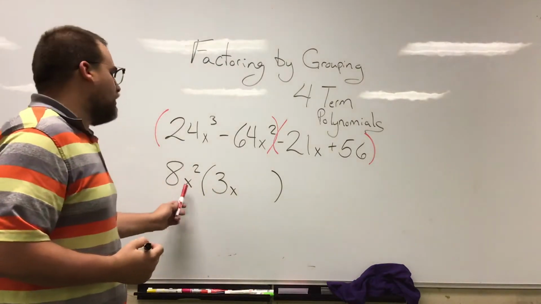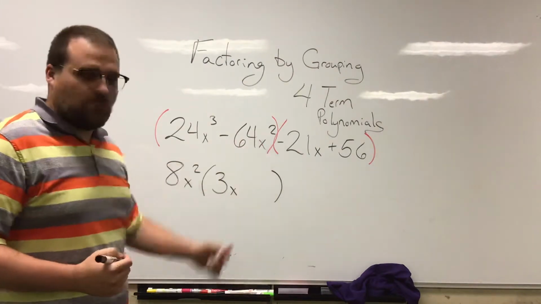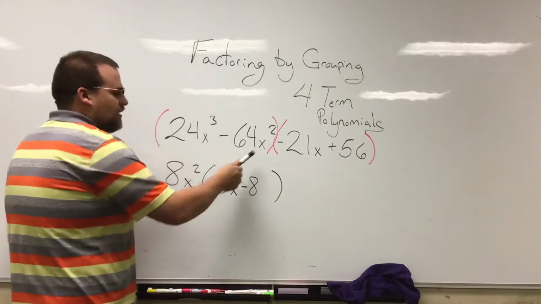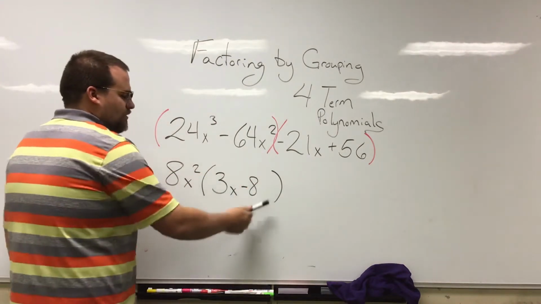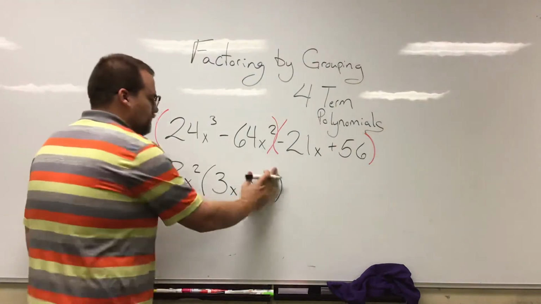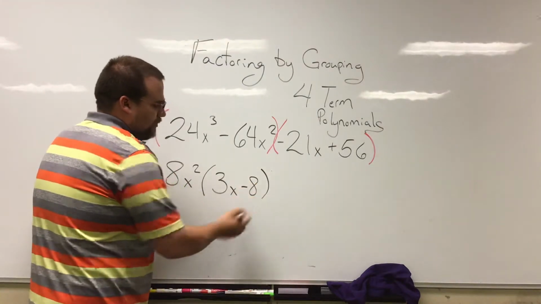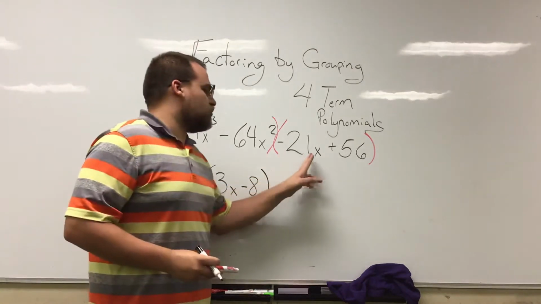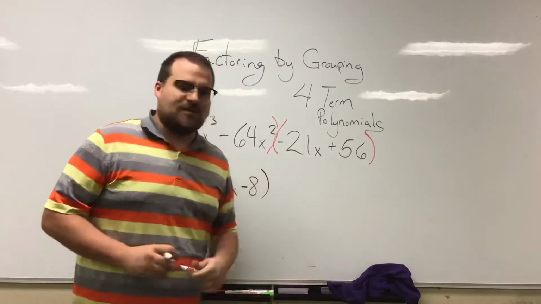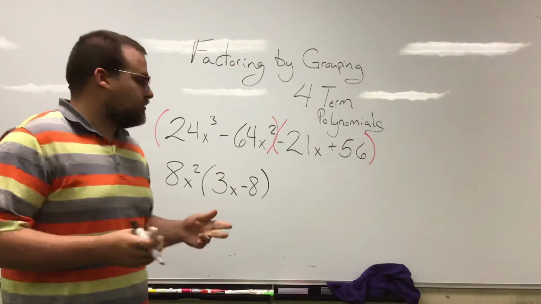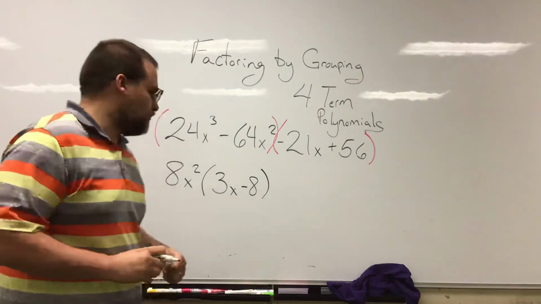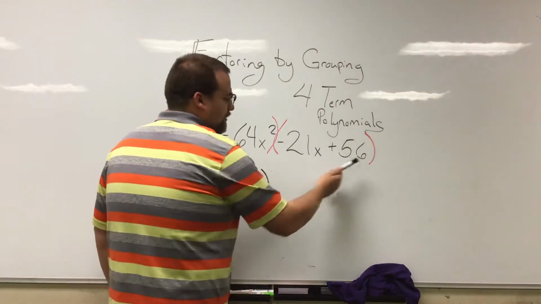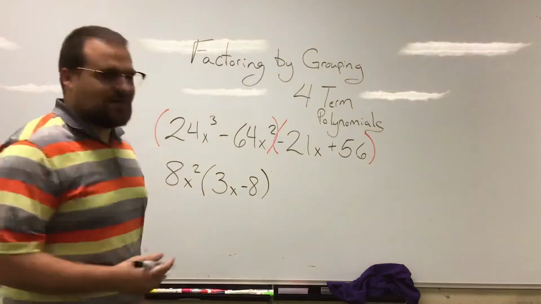Now I want to factor out or divide out 8x squared from 64x squared. 64 divided by 8, negative 8. X squared out of x squared, no variable there left at all. I'm going to move that parentheses a little closer to my binomial. Now we want to look at our second group, negative 21x plus 56. Well, these have a greatest common factor too, right? What I'm going to do is take out their greatest common factor, 21 and 56. Those both share a 7.